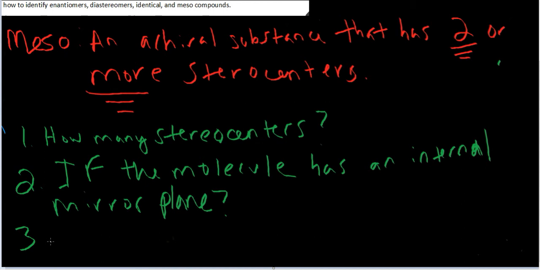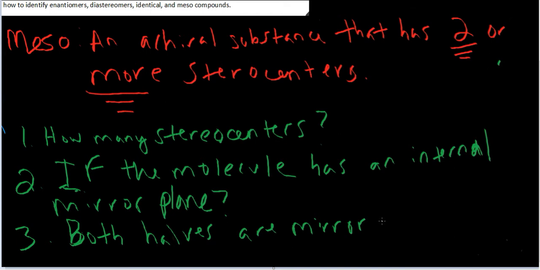And finally, the last question. This third question basically relates to the second question. If the molecule has an internal mirror plane, you want to make sure that both halves of that molecule are mirror images of each other. Like I said, this might seem confusing. I'll give you a quick picture and hopefully you can understand that, okay?